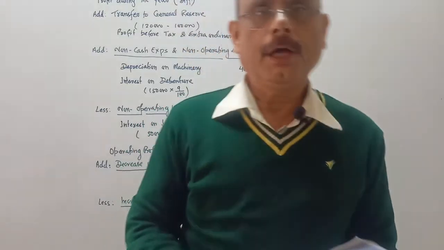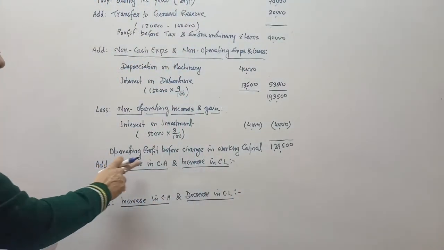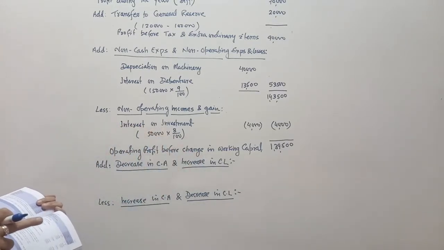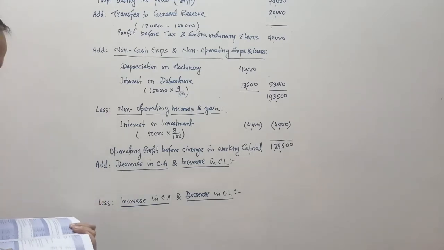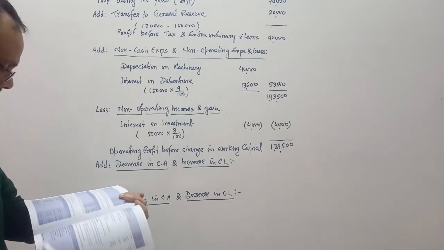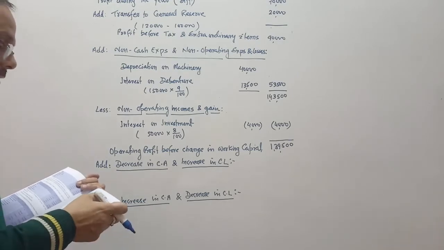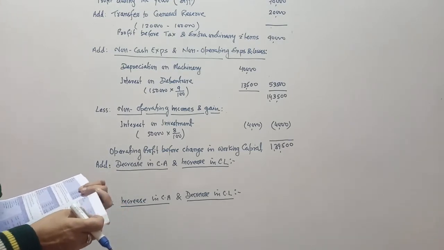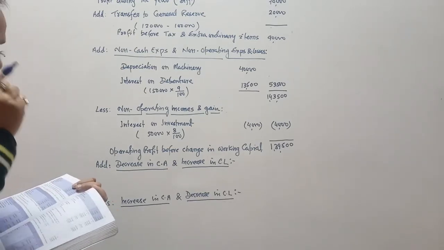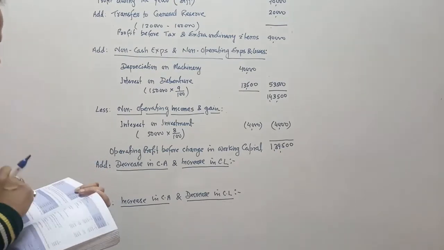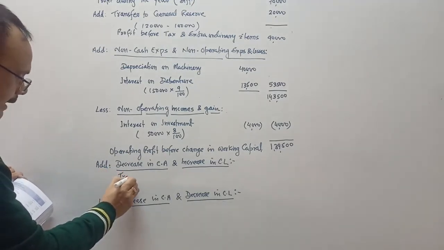Now see, after that we will see the decrease in current assets and increase in current liability, and vice versa, increase in current assets and decrease in current liability will be deducted. So in this question, under the current assets there is a trade receivable. Last year trade receivable was 1,14,000 and this year trade receivable in 2018 is 83,000. So trade receivable is a current asset which is decreased. So decrease in current assets we will add it. So you write the trade receivable.